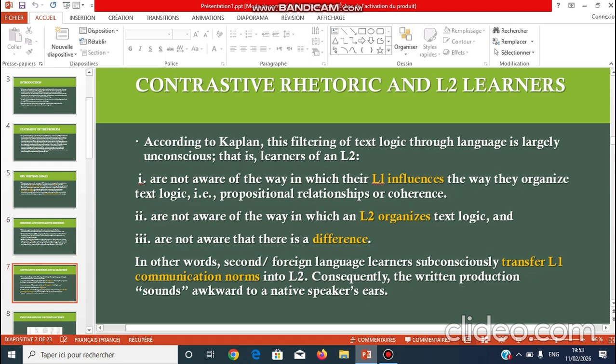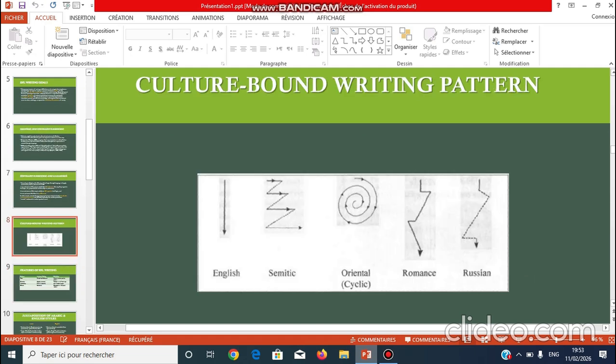Two, L2 learners are not aware of the way in which an L2 organizes text logic. And three, L2 learners are not aware that there is a difference. In other words, second or foreign language learners subconsciously transfer L1 communication norms into L2. Consequently, the written production sounds awkward to a native speaker's ear.